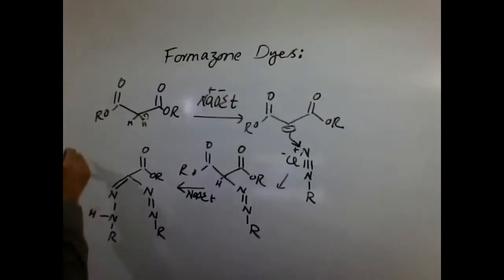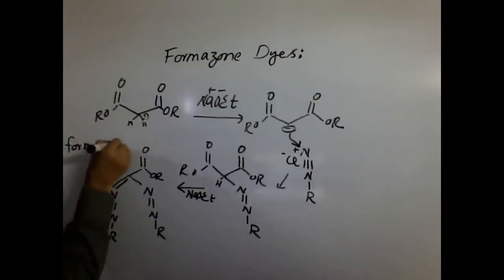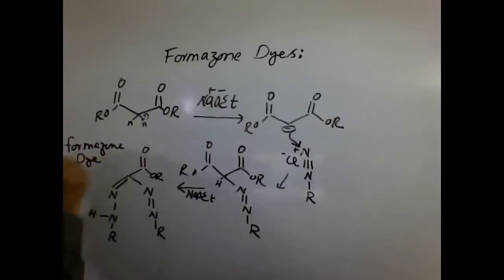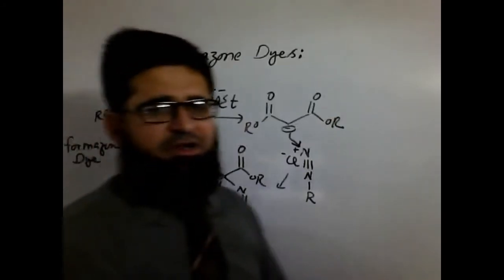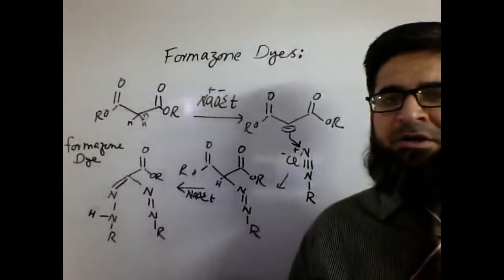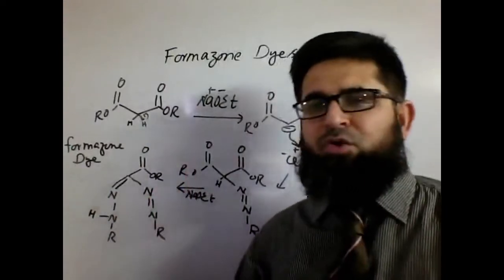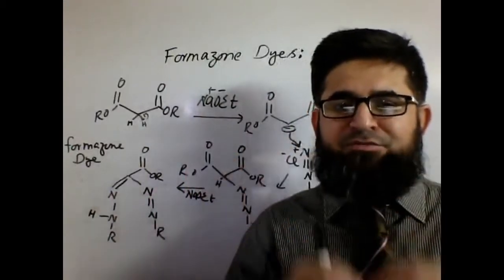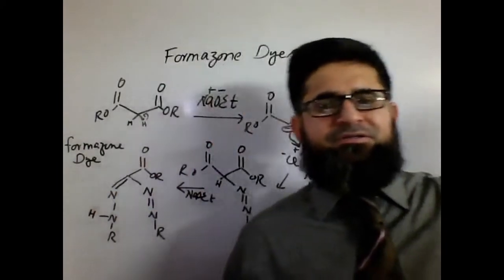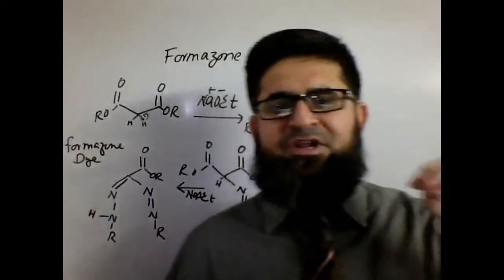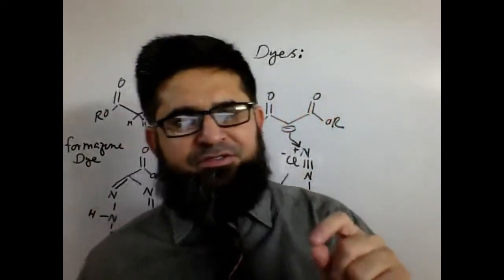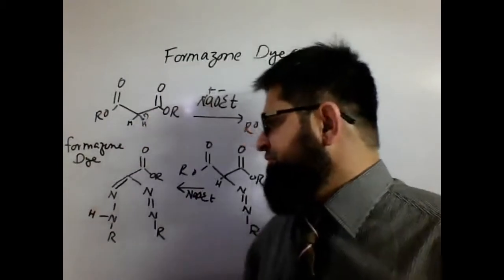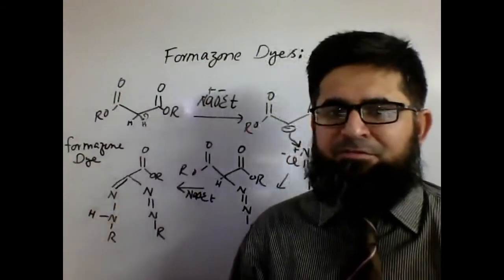This is called Formazan dye. It's a special class of dye because it carries two azo groups, from diazonium salts generated from primary amines as per the previously discussed methods of diazotization. So this is going to be the final product.